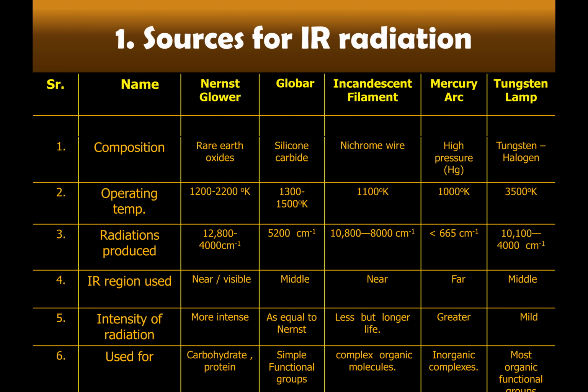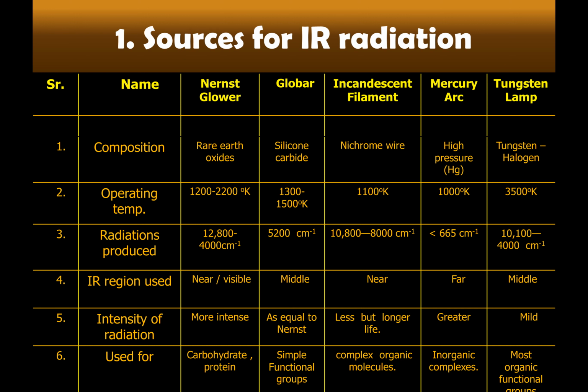First is with respect to the composition. Nernst glower is made of rare earth oxides, while Globar is made of silicon carbide. Incandescent filaments are made of nichrome wire. Mercury arc has mercury filled in it under very high pressure. And tungsten lamp is a tungsten halogen lamp.